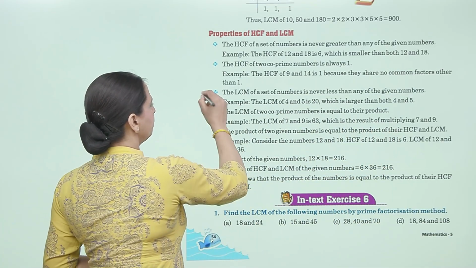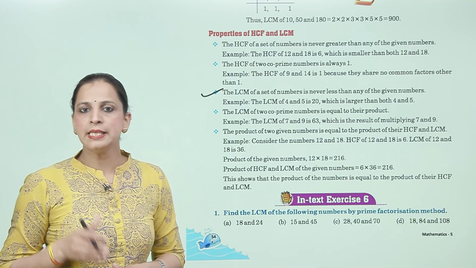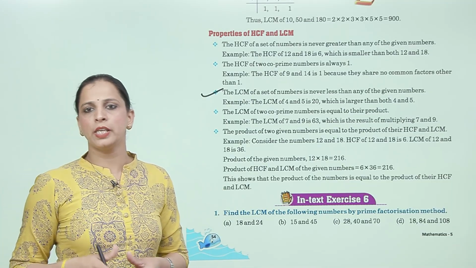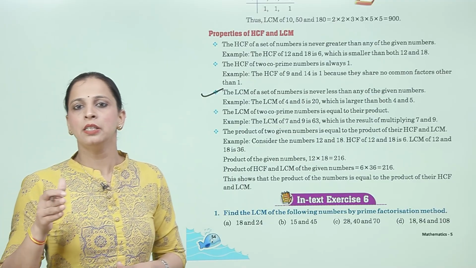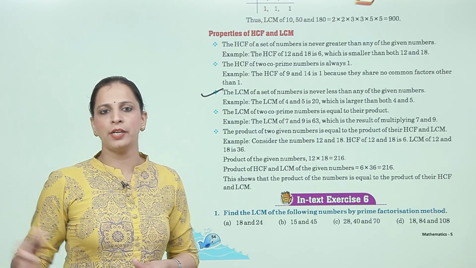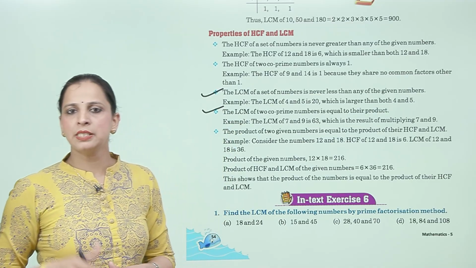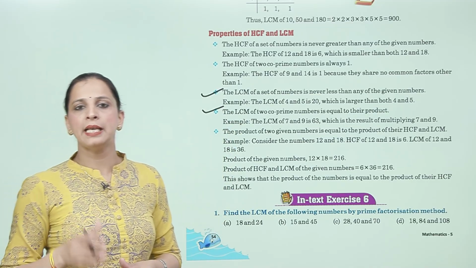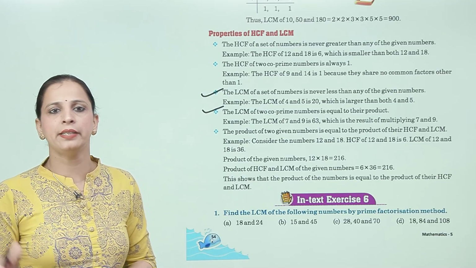Now, third is the LCM of a set of numbers is never less than any of the given numbers. Example, the LCM of 4 and 5 is 20, which is larger than both 4 and 5. Now, next, the LCM of two co-prime numbers is equal to their product. Example, the LCM of 7 and 9 is 63, which is the result of multiplying 7 and 9.